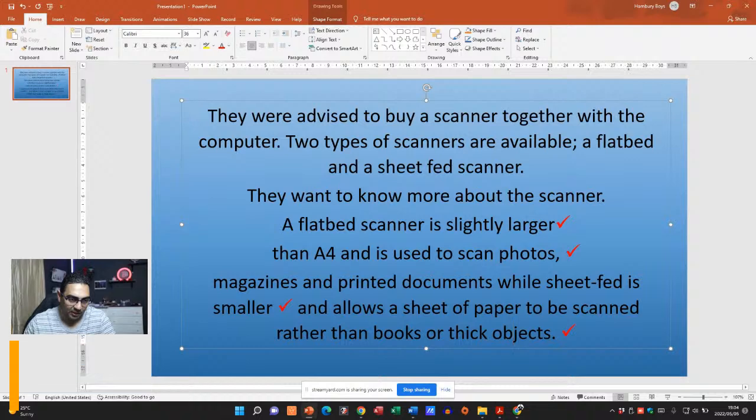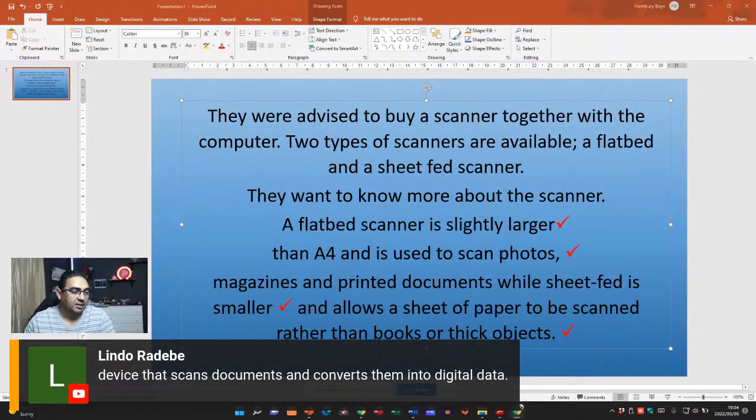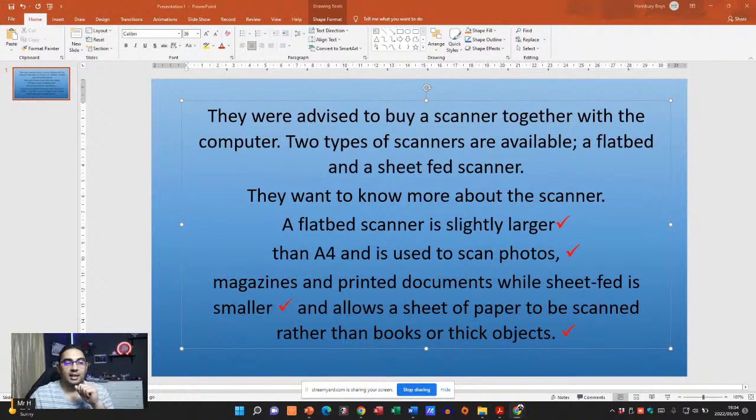I see Lindo here saying, yes, a device that scans documents and converts them into digital data. That's fine for the definition of our scanner, but you must say that it's an input device. You must indicate that it is an input device.